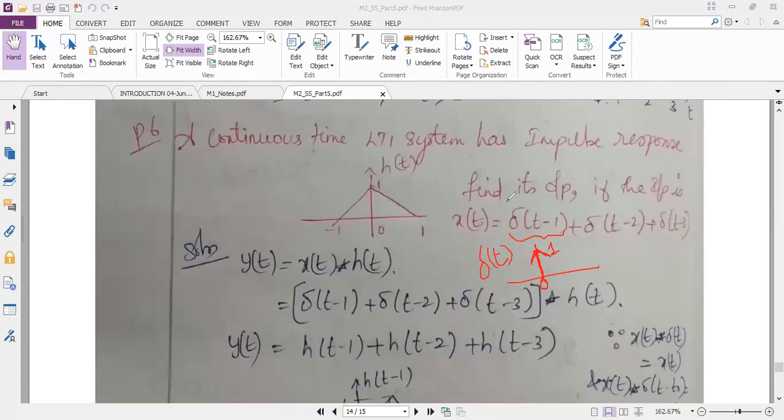And since the first term is delta of t minus 1, I know where to draw t minus 1. So I will draw here, at plus 1, delta of t minus 1. So this is delta of t minus 1. Similarly, I know how to draw delta of t minus 2 plus delta of t minus 3. After drawing all the individual signals, I have to add them together.